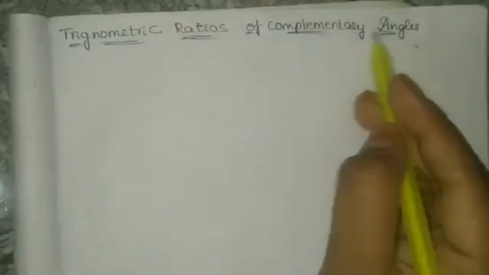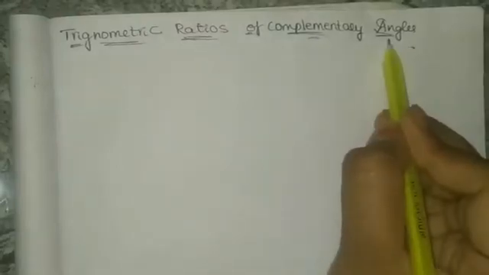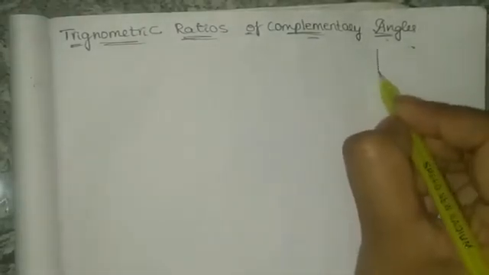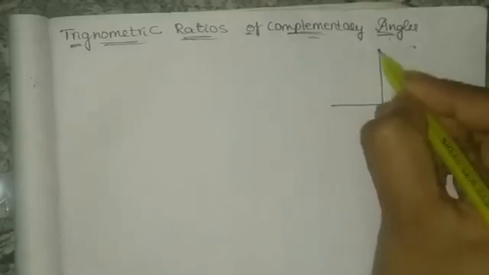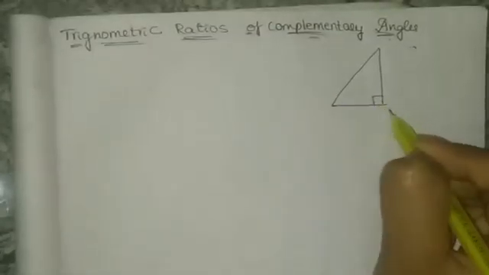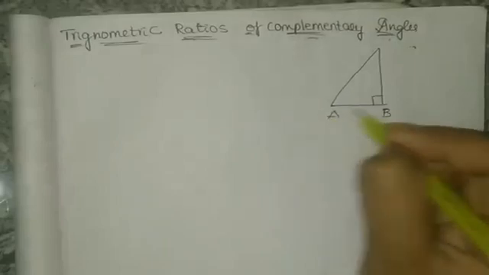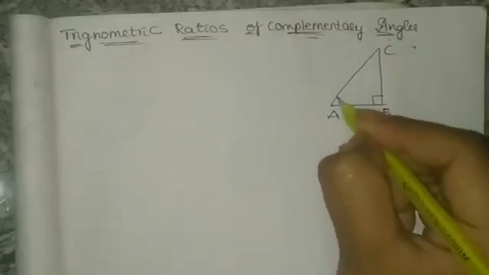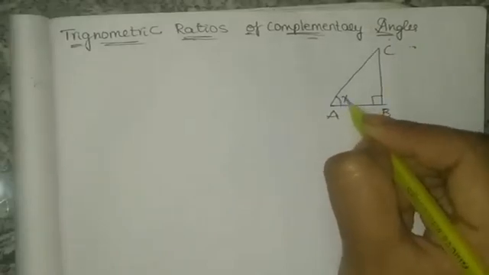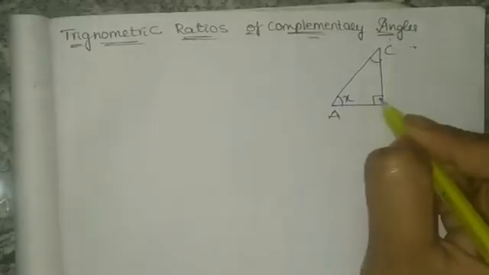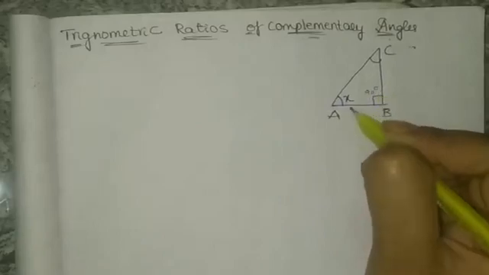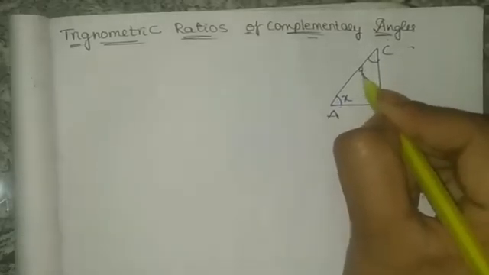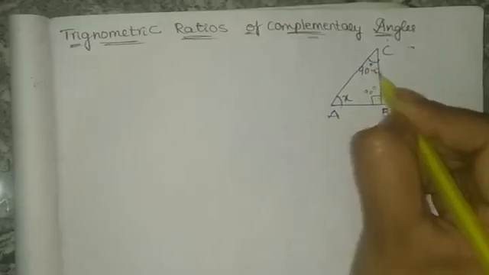Trigonometric ratios of complementary angles. Complementary angles is nothing but the sum of two angles is 90. Now I am taking a triangle ABC. The right angle is at B. Let us take that angle A is X. What will be the C? Here we have 90 degrees. The sum of A and C should be 90. So 90 minus X.